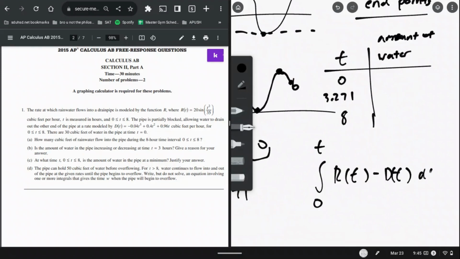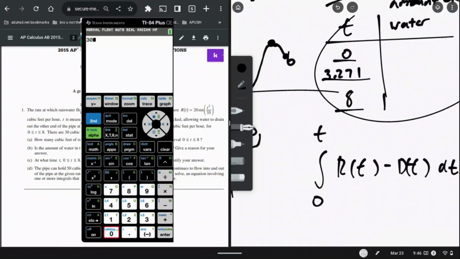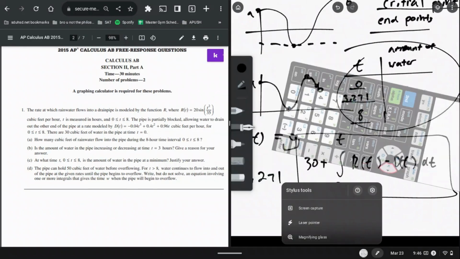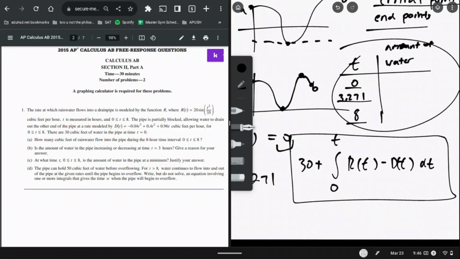So now with all this information, you're basically plugging in all these values of t into the integral to find the total amount of water at that specific point to see whether it is a minimum or a maximum. And basically from this chart, you're finding which amount of water corresponding with the value t is at its lowest. And a common mistake that students make is they forget to do 30 plus this whole integral. The reason you're doing 30 plus that integral is because they say that there are 30 cubic feet of water in the pipe at time equals 0.